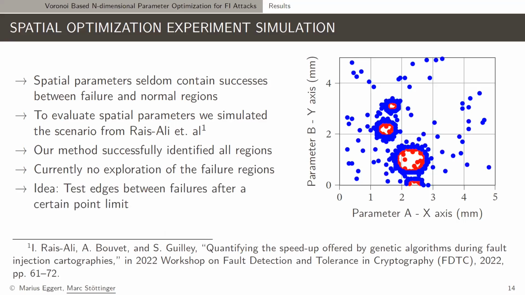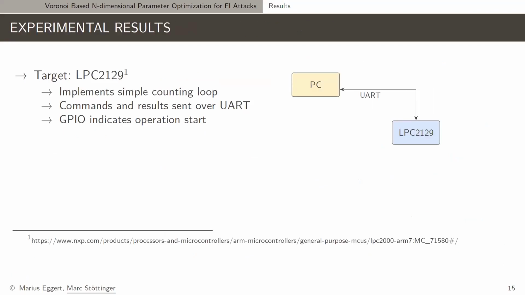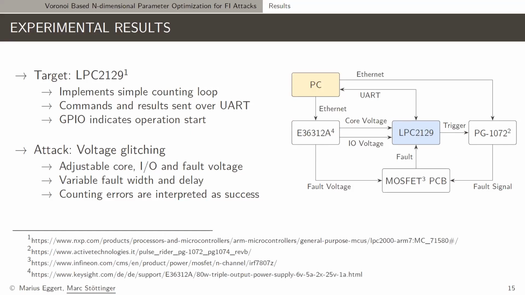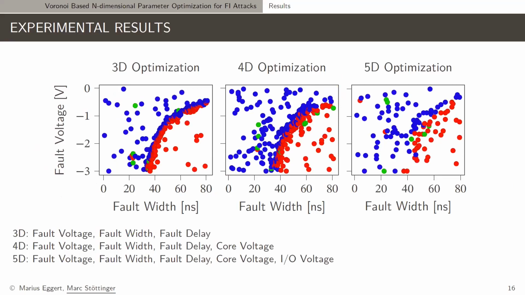So after we ran all the simulations, we thought, okay, let's run a real experiment. So we ran a voltage glitching experiment. We had a small LPC 2129 and just did a crowbar voltage glitching injection attack, but we actually not only used 2 dimensions like fault voltage and duration. We also put in the IO voltage and core voltage, which we changed during operation to see if this has an effect. And sorry, the fault delay as well.